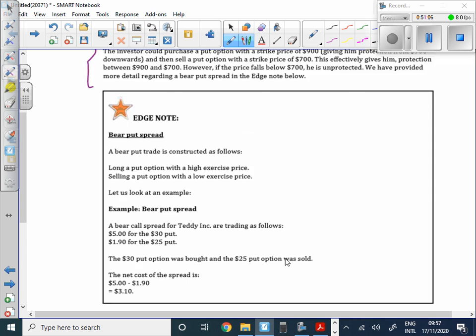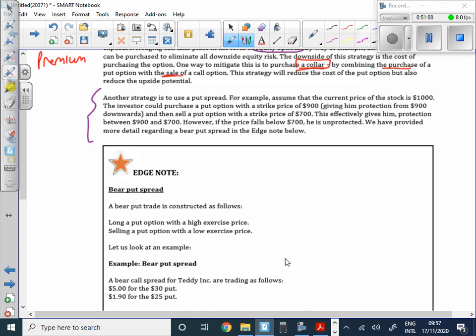A bear put spread is exactly what the words say. Bear: in other words, you're thinking the market is going to go down. Put: I use put options. And a spread it is. For example, a spread is I'm long one and I am short, or I sell the other. That's always a spread, as opposed to an outright transaction where I just go either long or I go short. In a spread, I take into account both a long and a short.